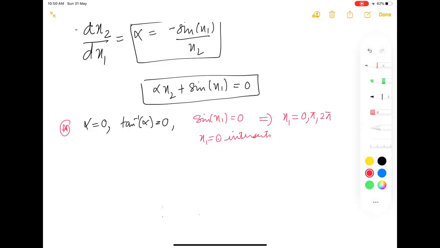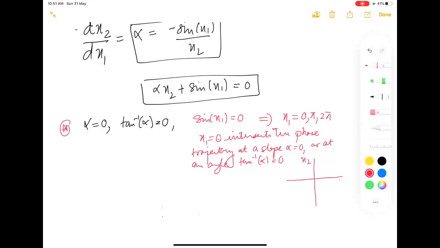intersects the phase trajectory, or phase portrait if it is a number of trajectories, at a slope alpha equal to 0, or at an angle tan inverse alpha is equal to 0. That means if we are drawing the phase portrait like this, and this is our x2, this is our x1, then our x1 equal to 0 line is this line, right? And here the phase portrait is going to intersect it at alpha equal to 0, at tan inverse alpha equal to 0 degrees. That means it is going to intersect this like this. So this is what it actually means.